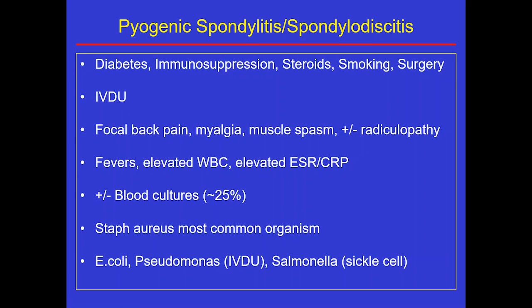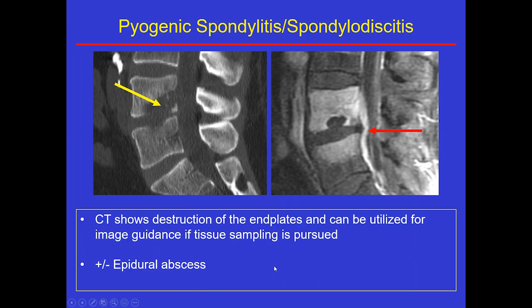Blood cultures are positive in about a fourth of cases, so a good indication for us to do a biopsy is in a patient with imaging findings and clinical findings suggestive of infection, but a negative blood culture. In that case, it may be prudent for us to do an image-guided biopsy to try and establish the infection. The majority of these tend to be Staph aureus, but we do see E. coli as the most common gram-negative source, Pseudomonas seen in IV drug users, and then Salmonella in sickle cell patients.